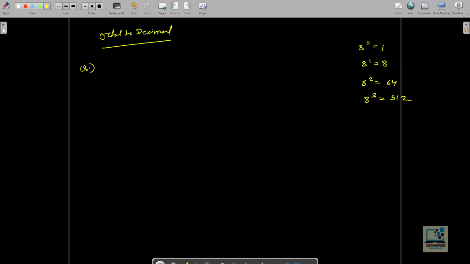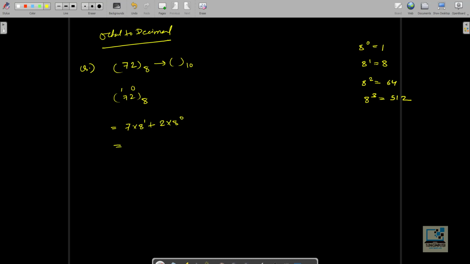Suppose the number is 72, that is 72 base 8 to base 10. So 72 base 8, put power value 0, 1 just like before, and it is now 7 into 8 to the power 1. When we were doing binary to decimal, it was whatever digit into 2 to the power value. Now it's 8 to the power value. So 7 into 8 to the power 1 plus 2 into 8 to the power 0.